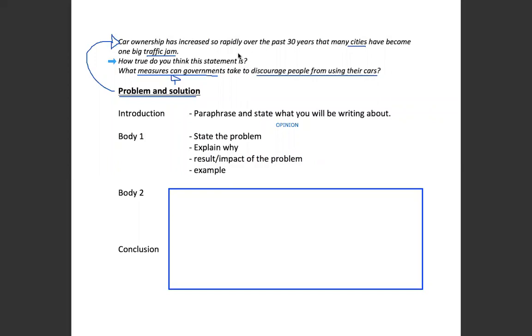You also have the opportunity here to disagree. So you can say that you think this isn't really true. Many cities don't have problems like major traffic jams. So you can say whether you think this is a real problem or not over here as well. What do you think we put into body two?